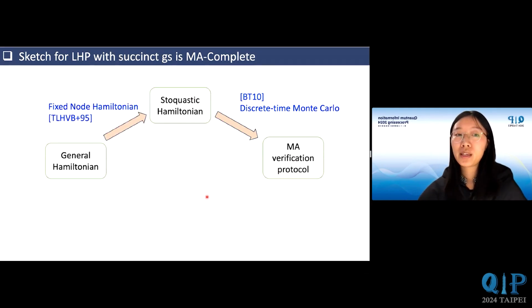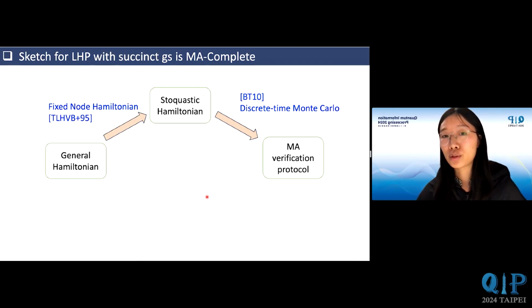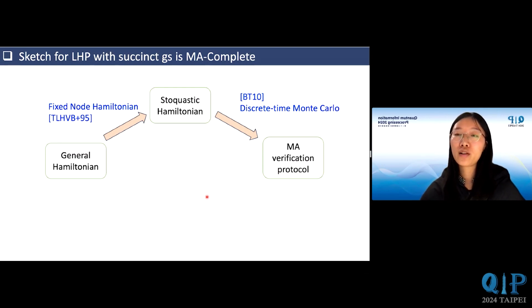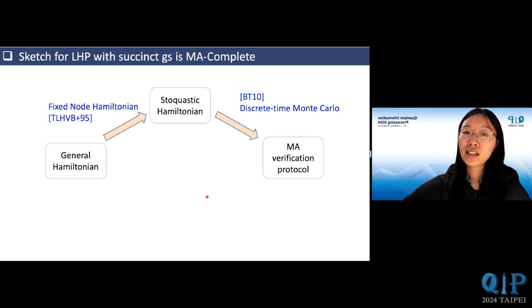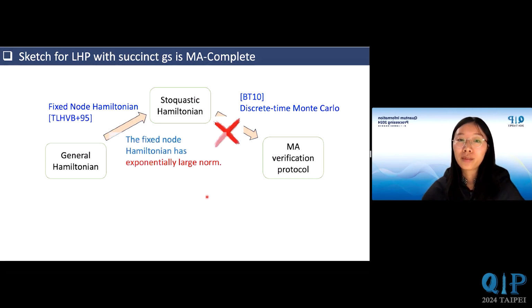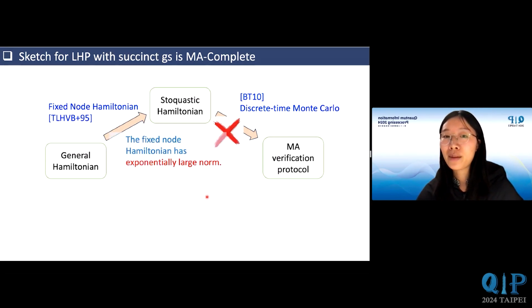So the first step would be to try to connect the general Hamiltonian to the stoquastic Hamiltonian. This technique is called the fixed-node Hamiltonian, which comes from a very old chemistry paper. But this method has been well known for many years. However, directly doing this doesn't work, because if you use a discrete time Markov chain, you will meet a problem: the norm of the new Hamiltonian will be extremely large.